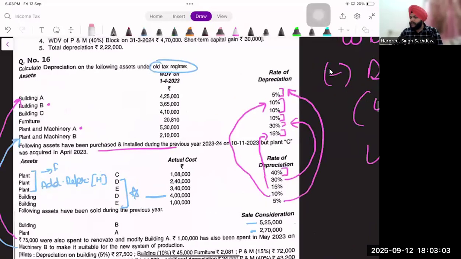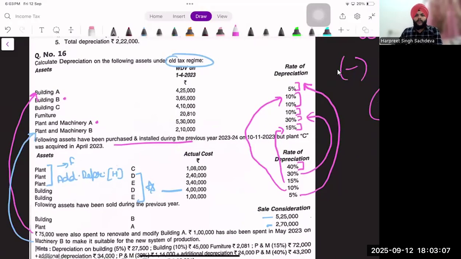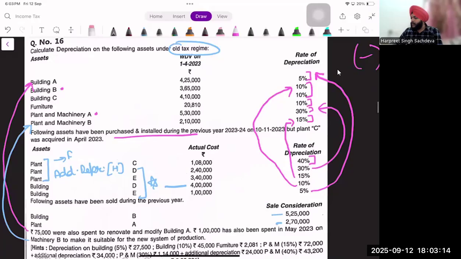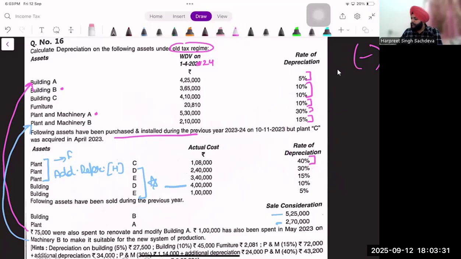Look Raja, question number 16, let's do it. Can they calculate depreciation on the following assets under old tax regime? WDV as on 1st April 23. In the latest book, it will be 24. You are given building A, building B, building C. Rate of depreciation 5, 10, and 10. Yes or no? 5, 10, and 10. Okay.